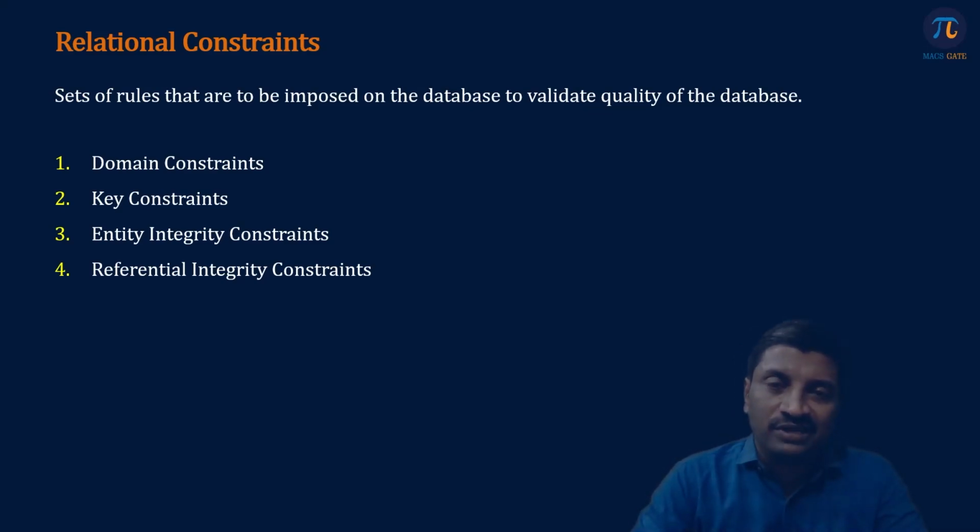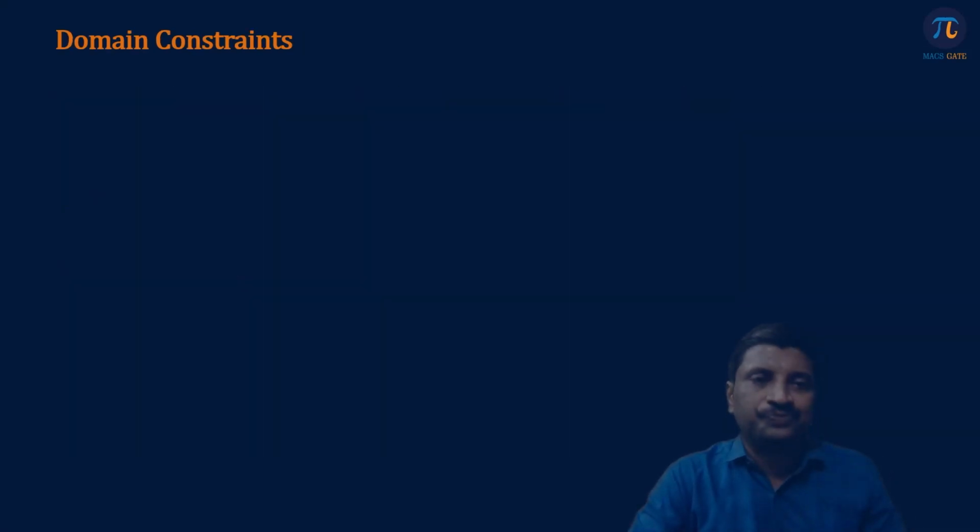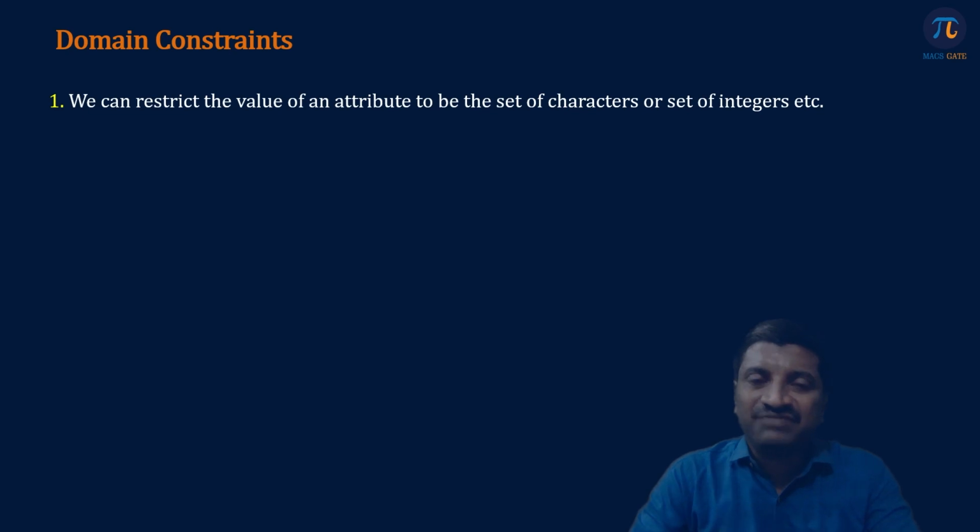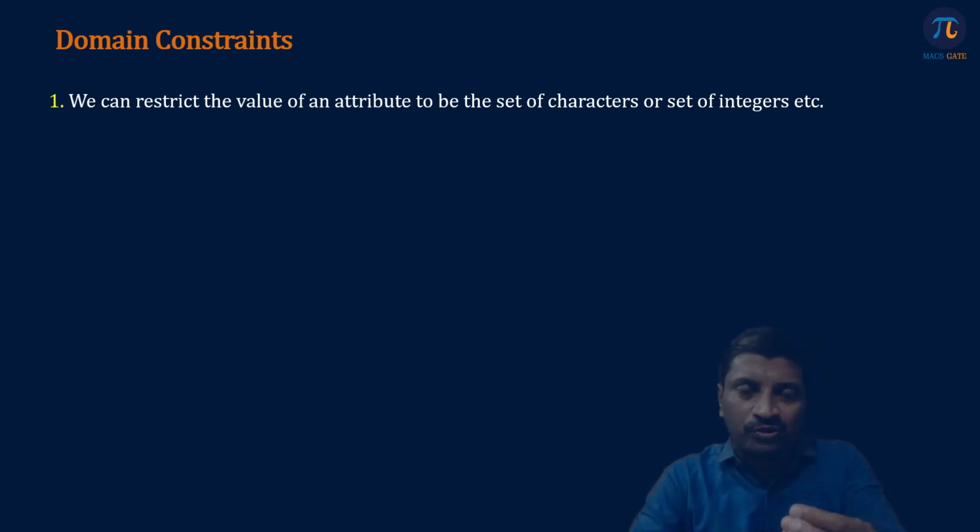In this session, we will discuss about domain constraints. Domain constraints. What are domain constraints? The first one is we can restrict the value of an attribute to be the set of characters, or to be the set of integers, or to be the set of real numbers. That means we can restrict the values that can be placed for an attribute to a particular set of values.